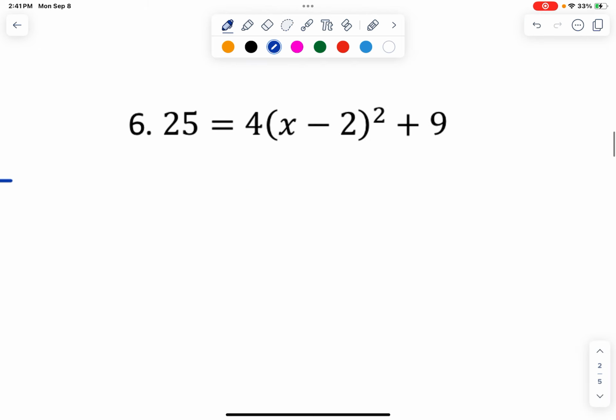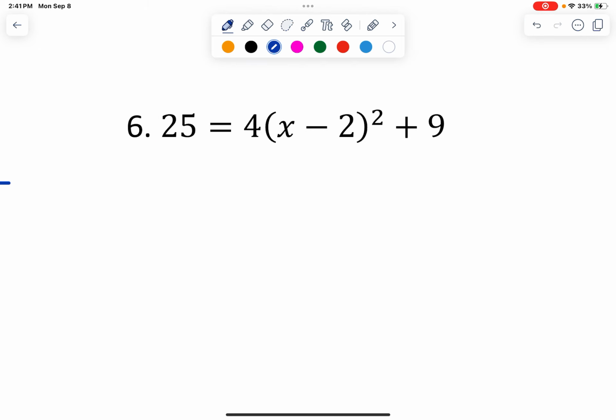All right, next one here. I can square root, but I got to get this by itself before I do that. But notice there's not an x squared and an x, so I'm going to subtract 9 from both sides.